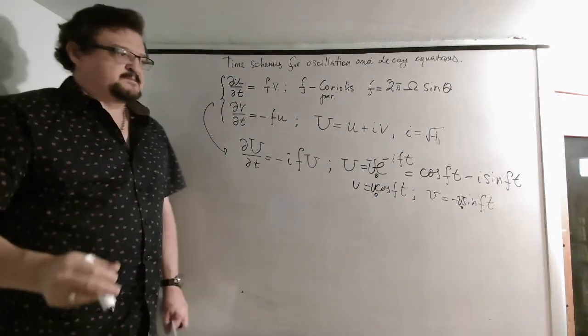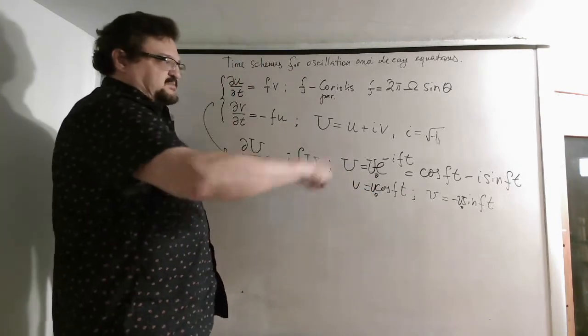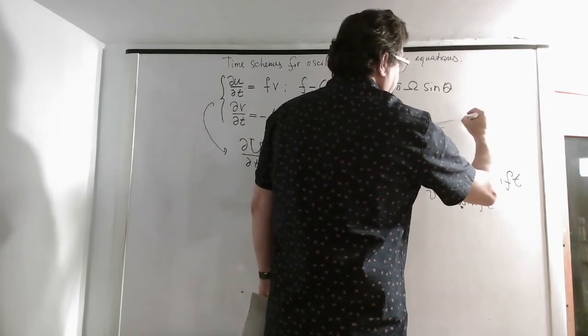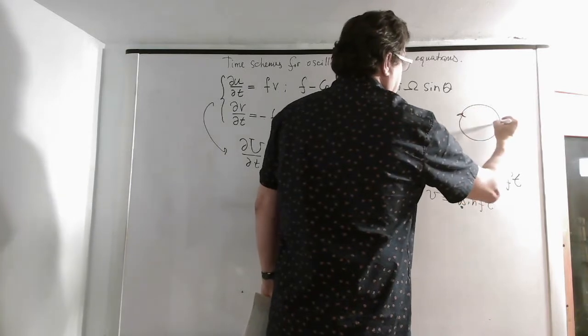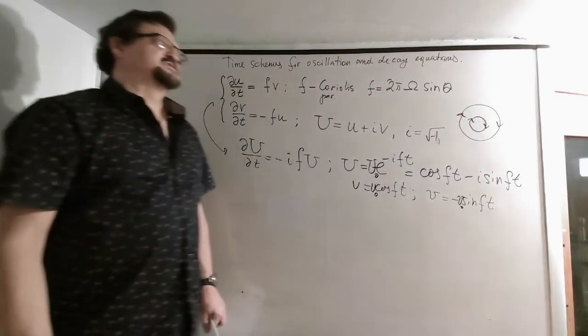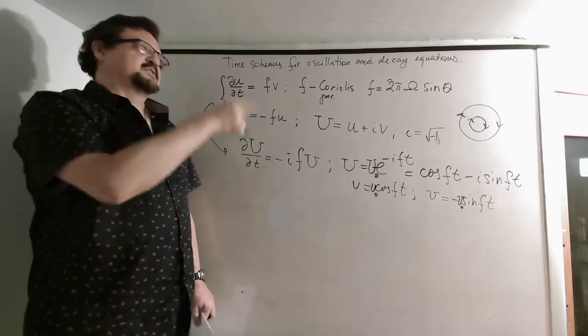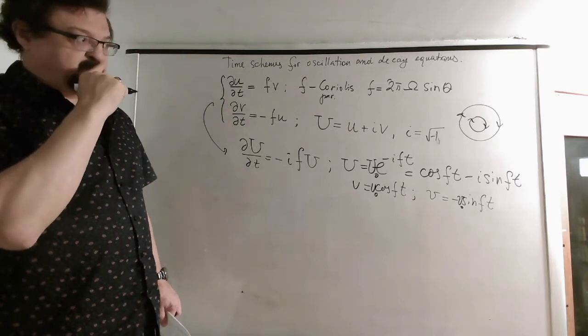So what this equation describes is basically rotation of the velocity vector. On the Earth's surface, what inertial oscillation looks like is air moving in circles with different radius depending on how close or far away from the pole.